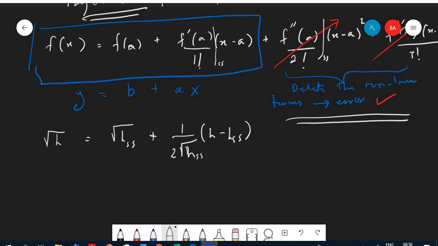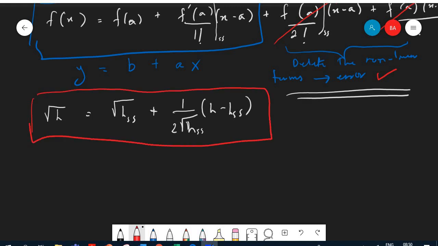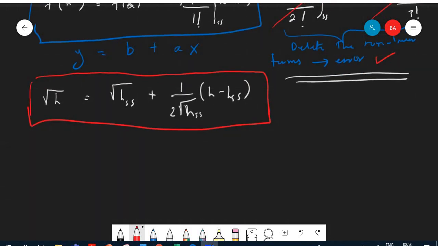Beautiful, so we got our form for linearizing the square root of h. And how do you know that this is linearized? If we substitute this instead of the nonlinear term, we can see that h is a linear term, it's h to the power 1, whereas those other values are just constants.